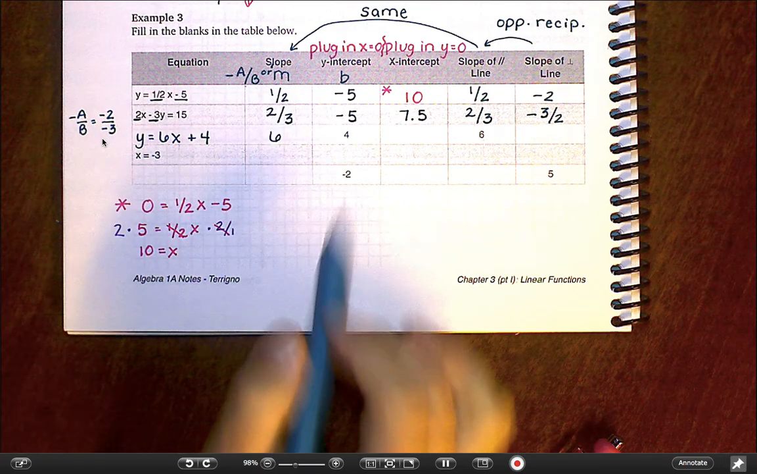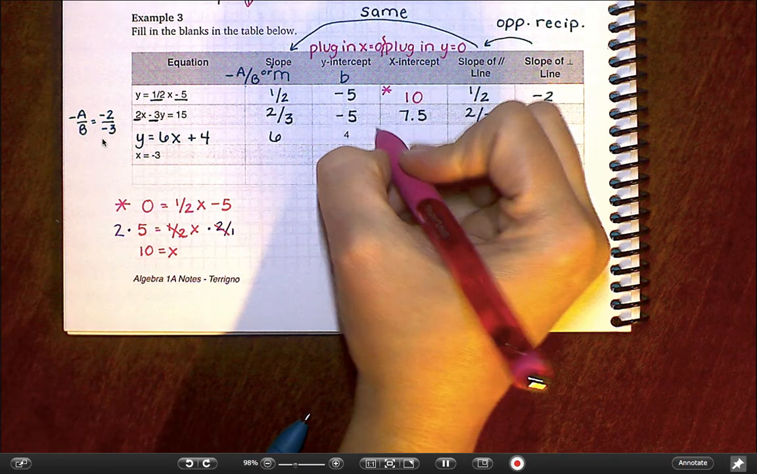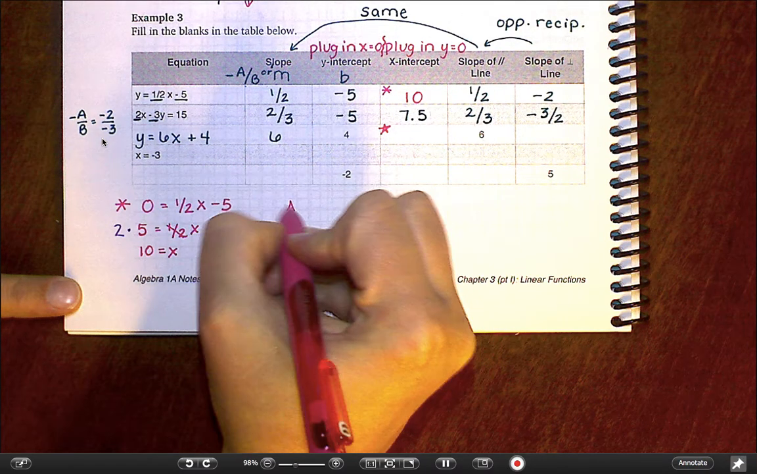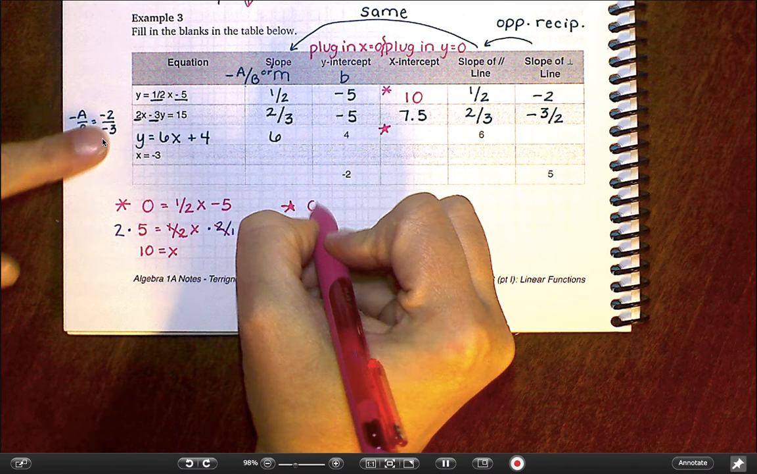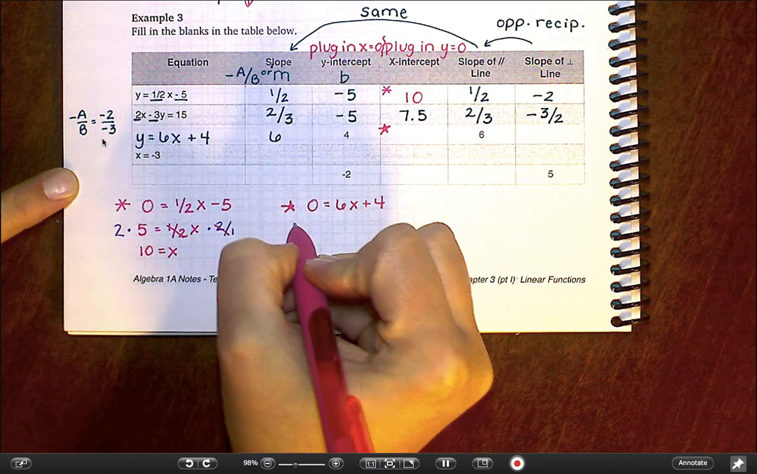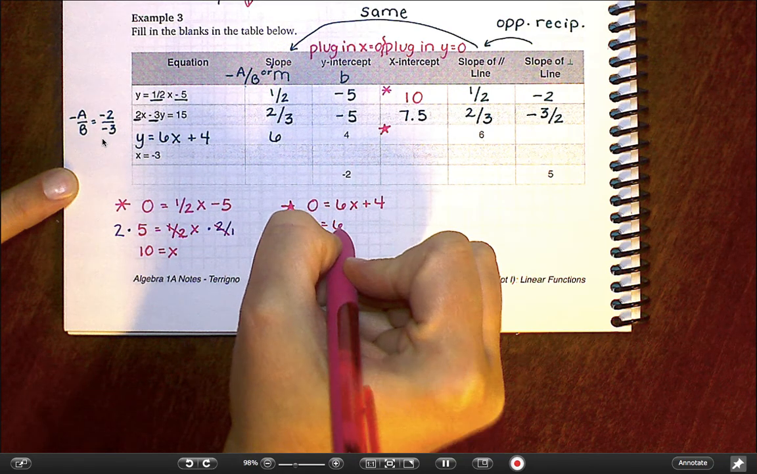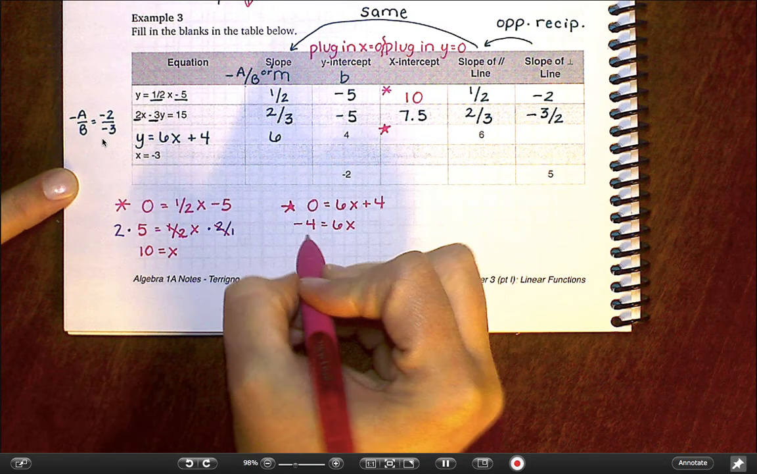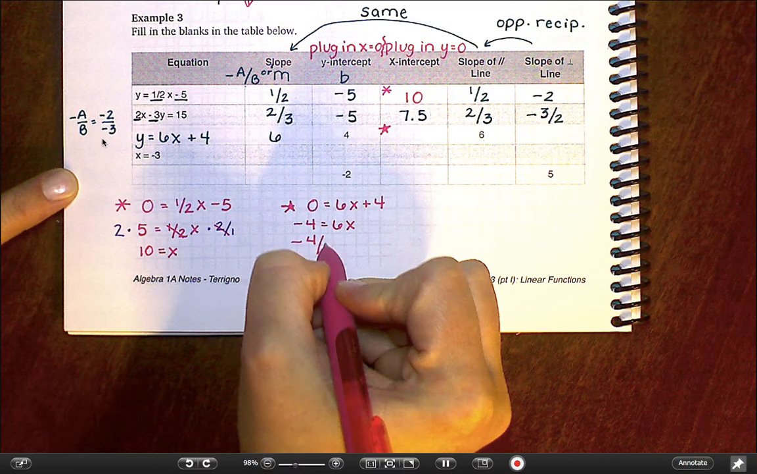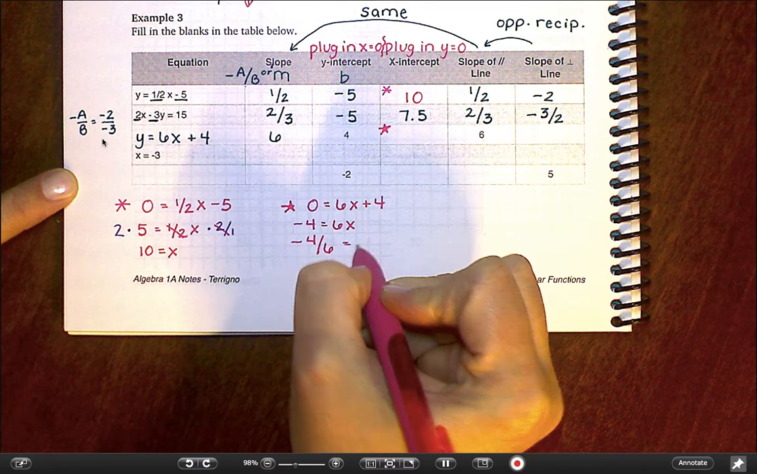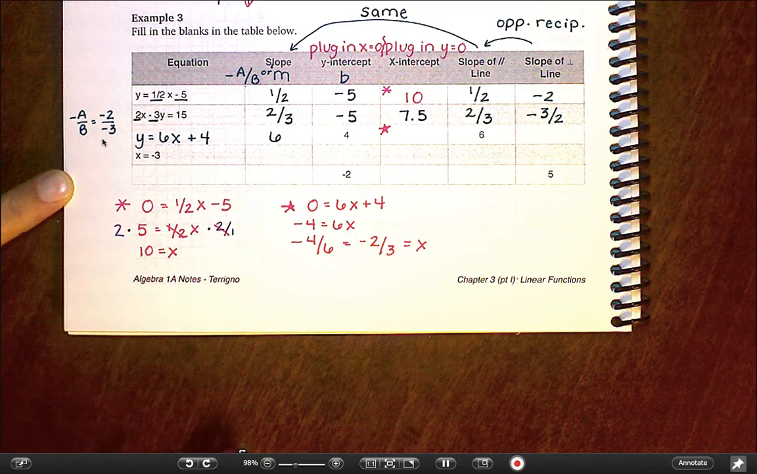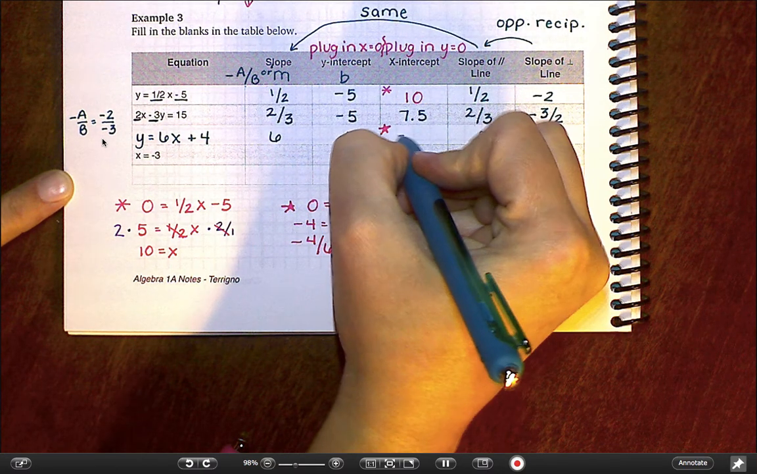Okay? So remember, for my x-intercept here, I'm going to need to do some work, right? And so I'm going to come down here, and I'm going to plug in a 0 for y. So 0 equals 6x plus 4. Subtract the 4, I get negative 4 equals 6x. And then divide, and really I get negative 4/6 for x, but then I'm going to reduce that to negative 2/3 for my x value. Okay, so my x-intercept here would be at negative 2/3.